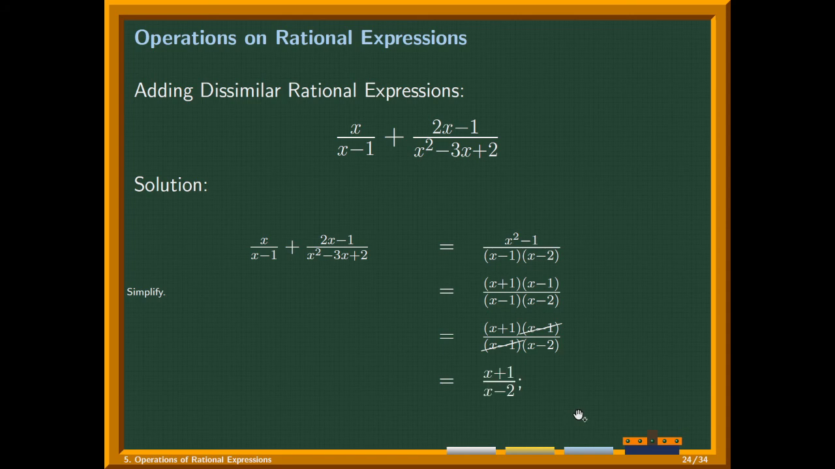So we have already determined the restriction from the original, that x should not be equal to positive 1 and positive 2. And that ends our example in the addition of similar rational fraction expressions. Thank you and stay safe, guys.